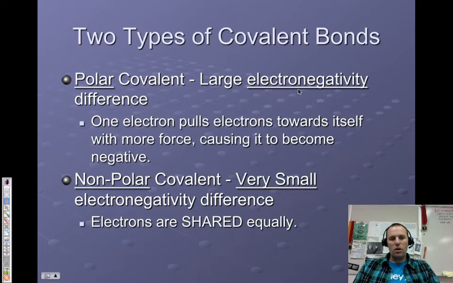The first one is called a polar covalent bond, and the second one is a non-polar covalent bond. If you remember from earlier in the year, we talked about the difference between polar and non-polar. If something is polar, then it has two opposite ends. And if it's non-polar, then it only has one type of end, okay? That doesn't have two opposite ends.